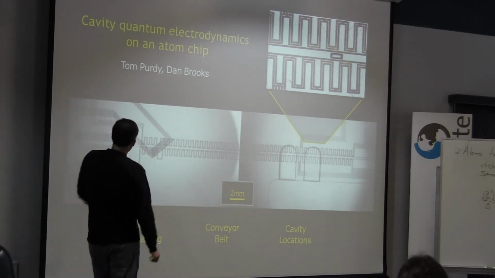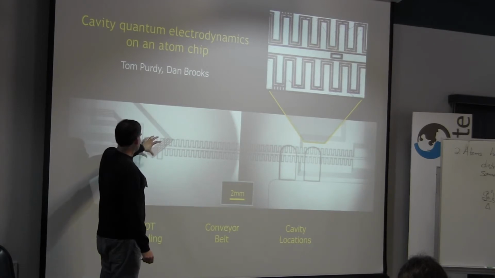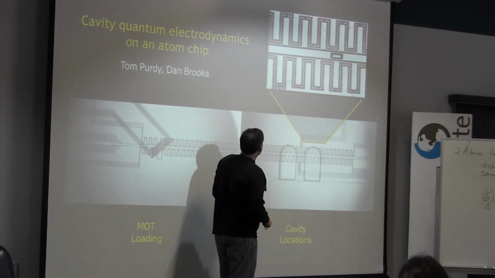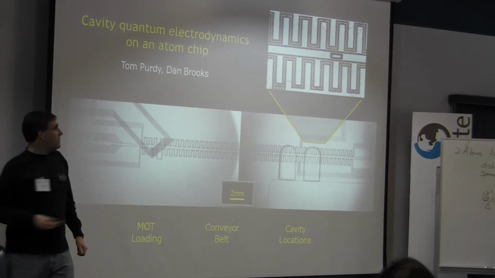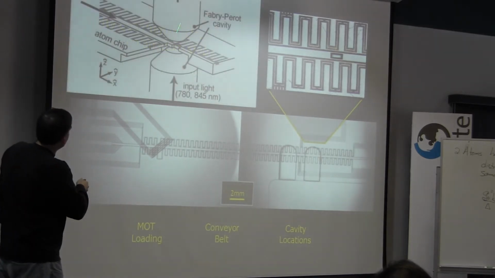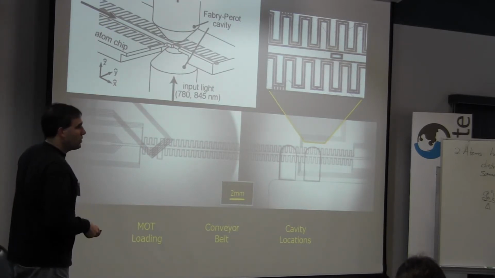The way this works is we gather atoms in a magneto-optical trap. We trap them magnetically. We cool them. We transport them along to this location. At this location, they're placed right above this hole, which we've dug through the atom chip, or through this silicon chip. And then we take two mirrors and we face them across each other, so they straddle the chip right above this hole in the chip.